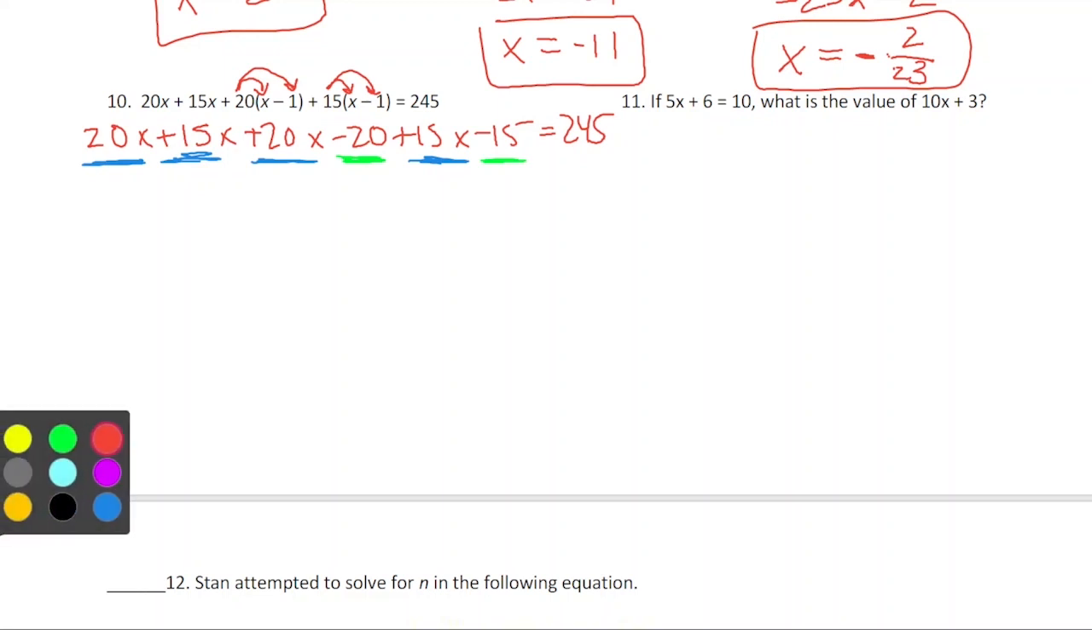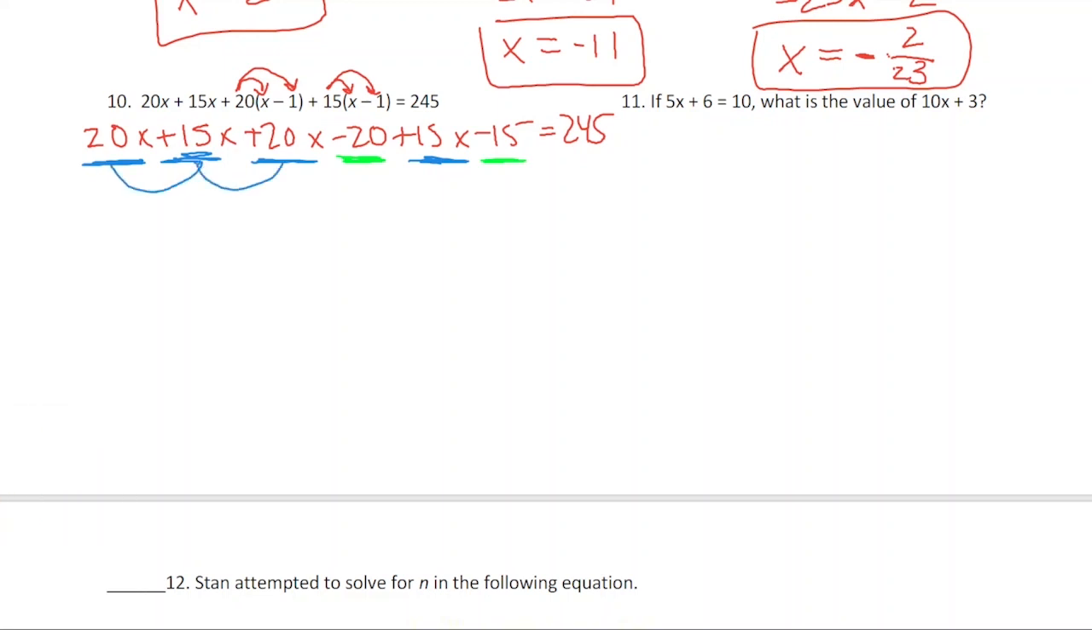Okay, so let's go ahead and combine all of these, and then we'll also combine these two. So 20 plus 15, okay, we got a lot going on here. 20 plus 20 is 40. 15 plus 15 is 30. So 40 plus 30 is 70, so we get 70x. And then we got negative 20, negative 15 is going to be negative 35.